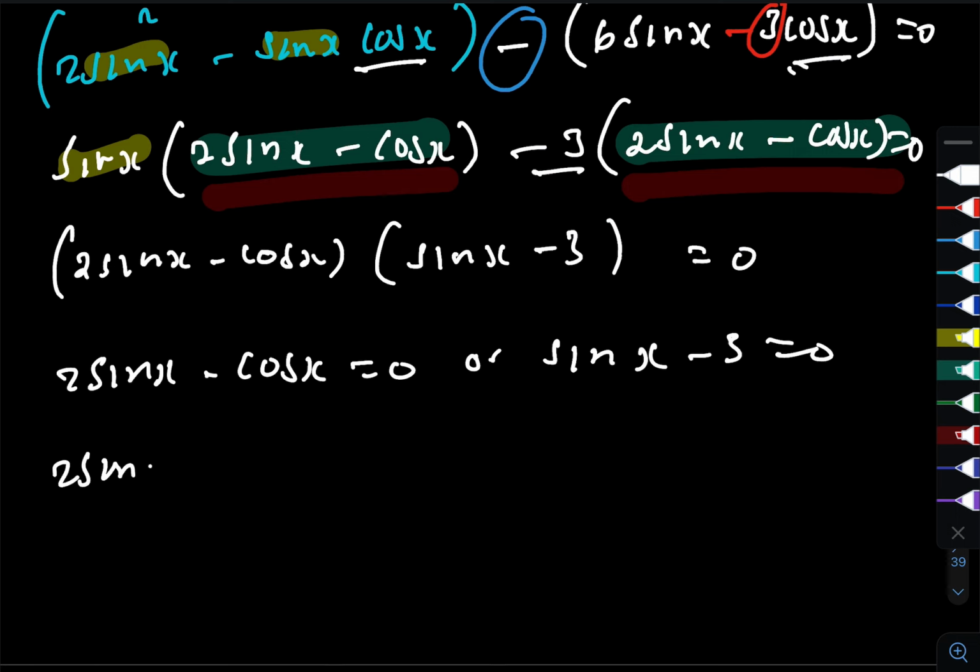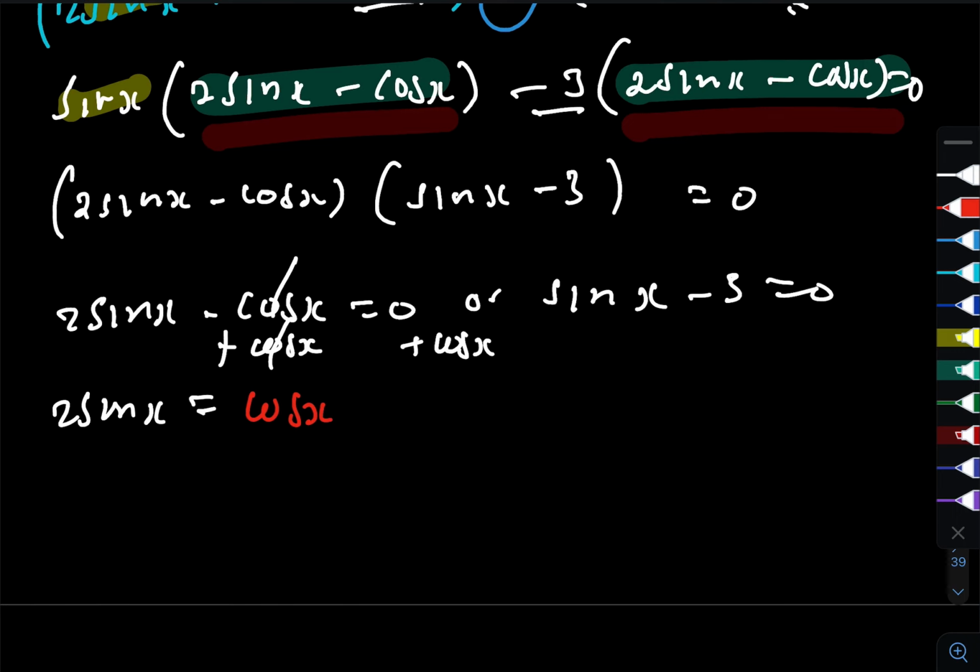Therefore 2 sine x for this one is going to equal, so I'm going to add cosine x both sides of the equation, plus cosine x here, plus cosine x there. That and that will cancel. I'm going to have a 0 plus cosine x. So the cosine x moves to the right, which is positive cosine x. At that point, remember, when we're dealing with sine x and cosine x, we need to divide by cosine x.